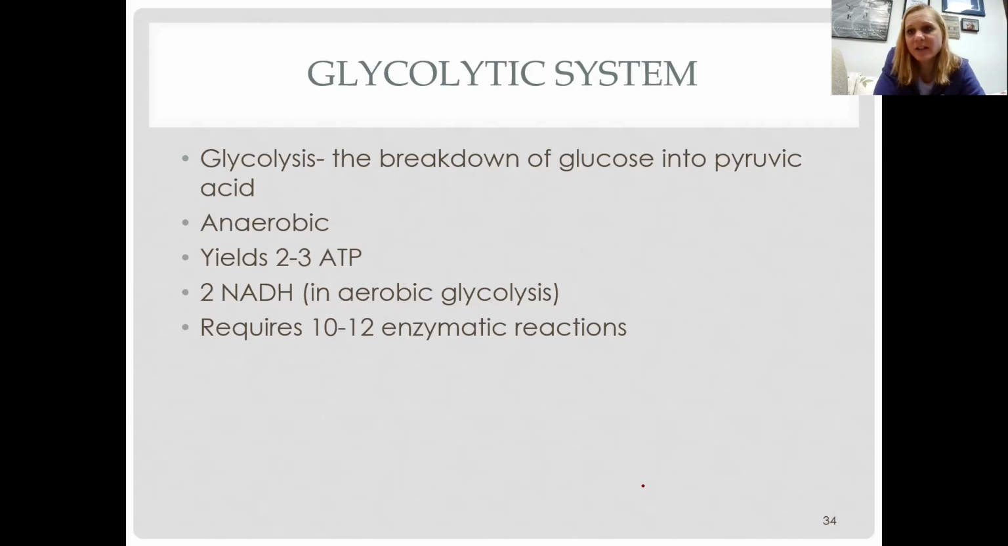Okay, so the next system is known as the glycolytic system, and this is going to start with the breakdown of one glucose molecule, or one sugar molecule. Basically, we're going to break down the sugar molecule into something known as pyruvic acid. Sometimes it's called pyruvate. This process is anaerobic in nature, which means that we are not using oxygen in order for this process to occur. We get a yield of 2 to 3 ATP out of the deal. We also produce something known as NADH.